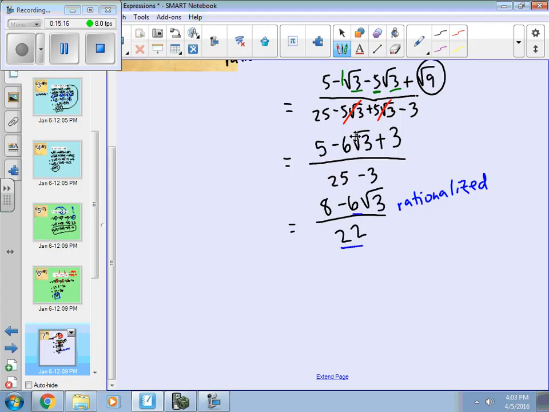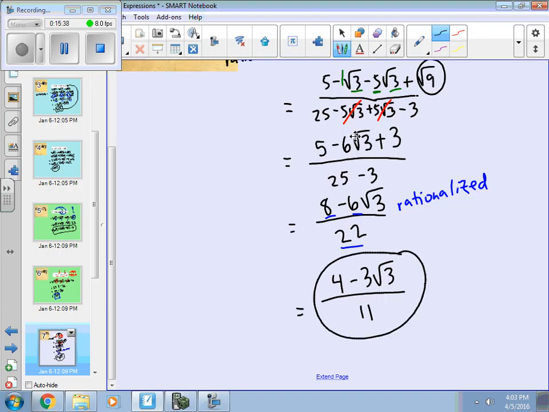22, 6, and 8, there's a number that divides into all those, 2. So the last thing we could do is say, okay, how many times does 2 go into all those, and simplify it a little bit more. 2 goes into 8 4 times. 2 goes into 6 3 times. And 2 goes into 22 11 times. That would probably be the most simplified answer you'd see on the ACT.